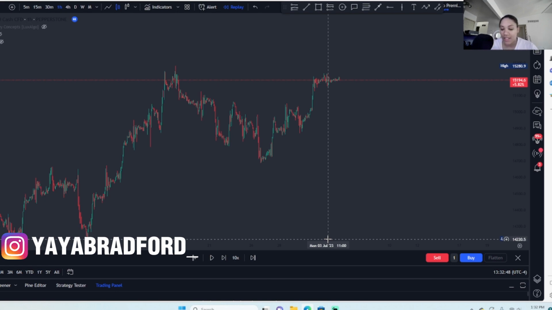Let's see where this trade is at, by the way. All right, we steady pushing up. I'm just not going to look at the chart because I got the bad habit of that.